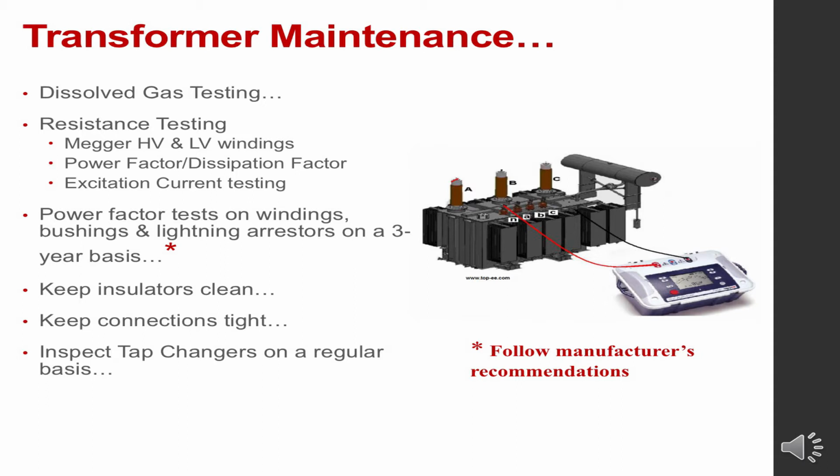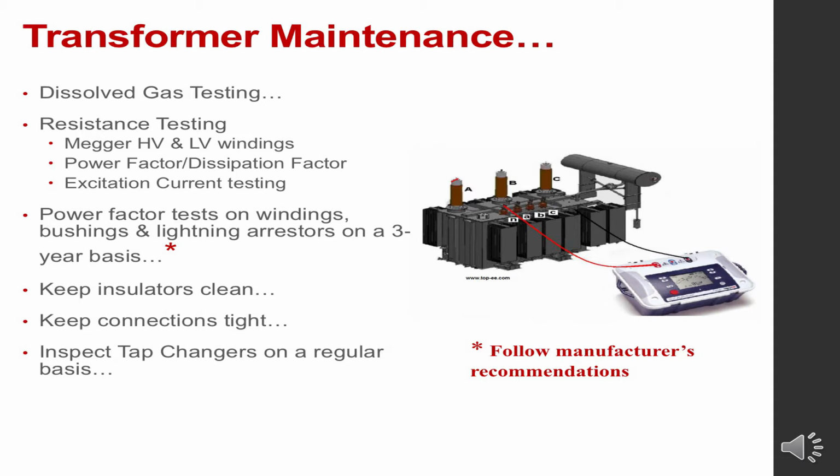Resistance testing, and there are many types of tests to conduct. Measuring the high and low voltage windings we've already discussed. There are tests which we call power factor or dissipation factor tests on insulation, and excitation current testing, meaning the current it takes to excite or start up the transformer. That can be very helpful to tell us if we're having winding-to-winding faults.